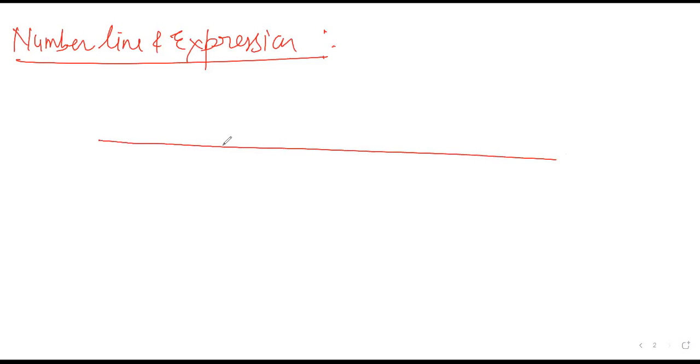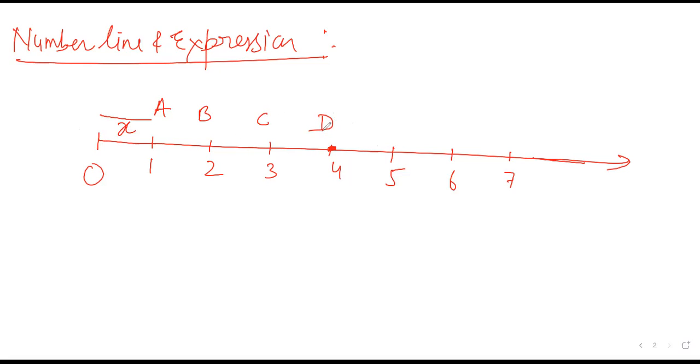Suppose this is your number line. This is O, meaning origin, or 0 you can say, then 1, 2, 3, 4. All the distances between them will be equal. Keep this in your mind. Suppose we call this distance x. Now let us suppose this point is D.